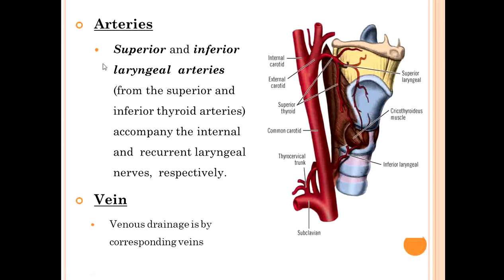Blood supply, arteries: superior and inferior laryngeal arteries are branches of the superior and inferior thyroid arteries. This is the inferior thyroid artery, this is the superior thyroid artery. The superior thyroid artery gives the superior laryngeal artery, the inferior thyroid artery gives the inferior laryngeal artery, and they accompany the internal laryngeal and recurrent laryngeal nerves. That means the superior laryngeal artery accompanies the internal laryngeal nerve, and the inferior laryngeal artery accompanies the recurrent laryngeal nerve. Venous drainage is to the corresponding veins.